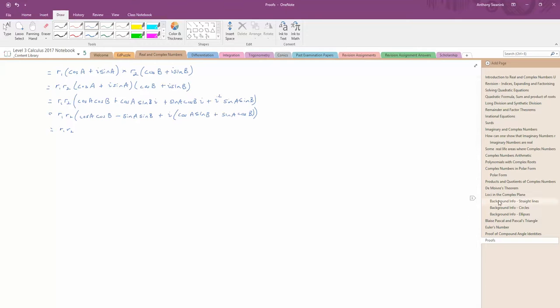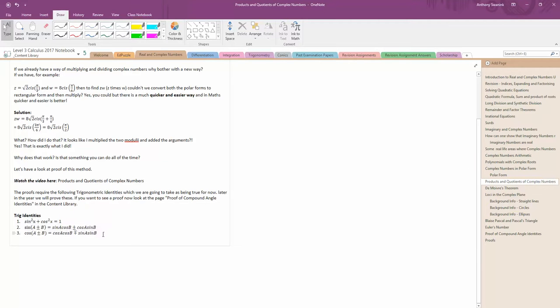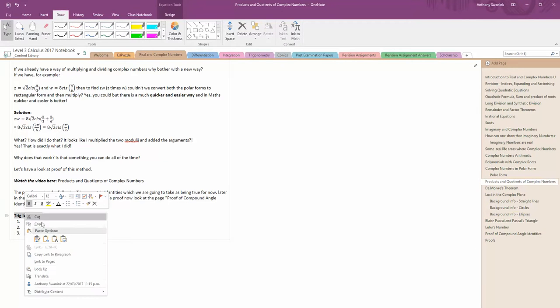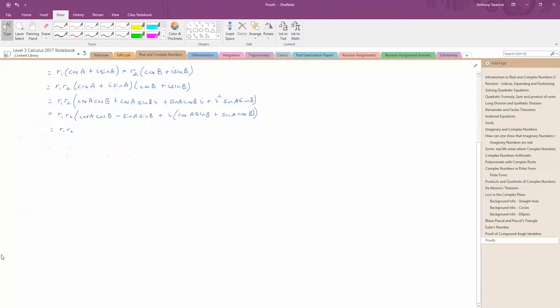But just jumping back to the trig identities for a moment, I'll just copy them and put them underneath here so we can refer to them. Okay, let's take these identities here and put them on this page. Let's put them down there. Now let's have a look at these identities down here. Which one can we use?